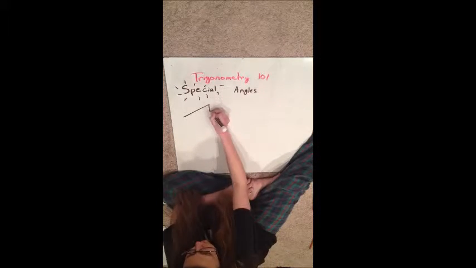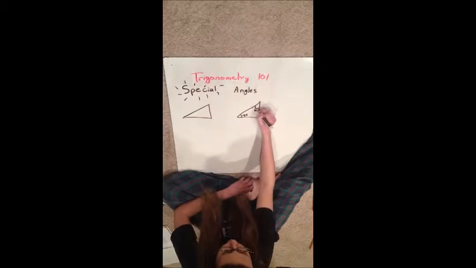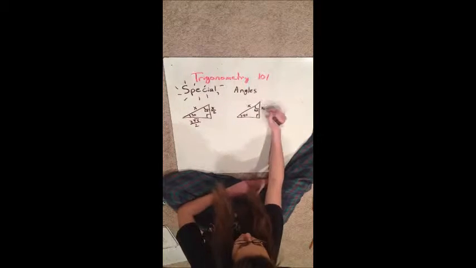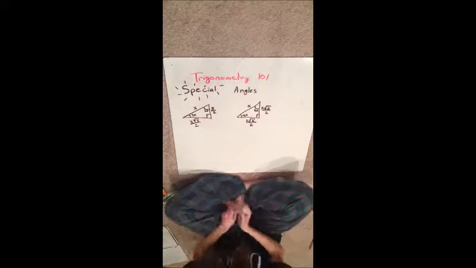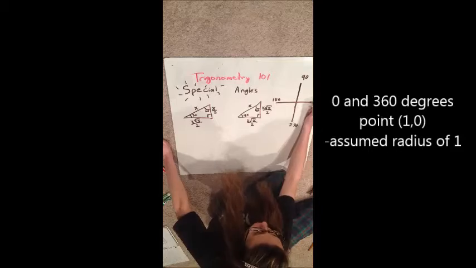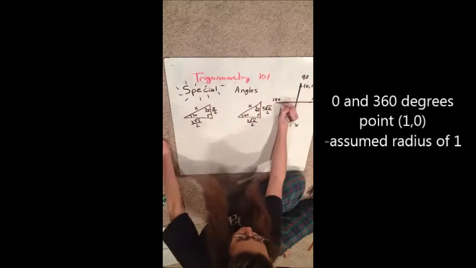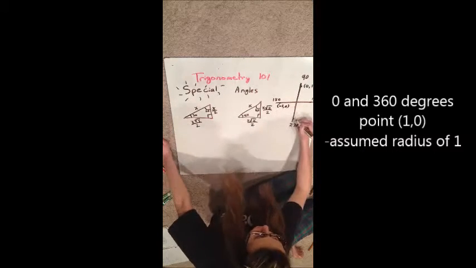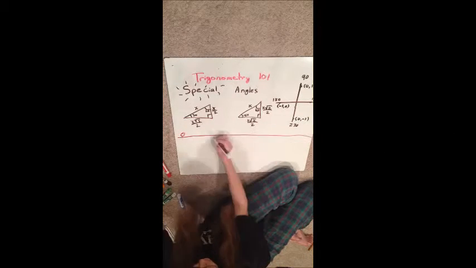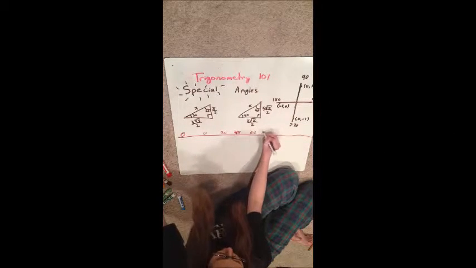Now, to make your life easier, trigonometry has some special angles and special rules that you should learn in order to apply them later on in other formulas. We have two special types of triangles, a 30-60-90 triangle and a 45-45-90 triangle. We also have a coordinate plane, which is useful for figuring out the values of cosine, sine, tangent, and cotangent at 0, 90, 180, 270, and 360 degrees.